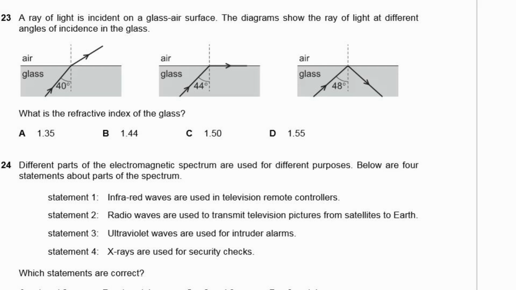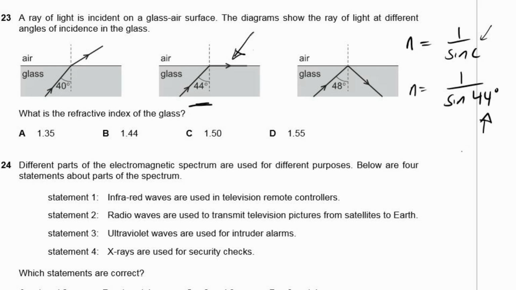Question 23. A ray of light is incident on a glass air surface. The diagram shows the ray of light at different angles of incidence in the glass. What is the refractive index of the glass? Now, if we look at the centre section here, what we can see is that this is our critical angle. And straight away from that, we can put that into our equation. n equals 1 over sine of C, where C here is the critical angle. So we can use that to calculate the value for the refractive index. So it's 1 divided by the sine of 44 degrees.